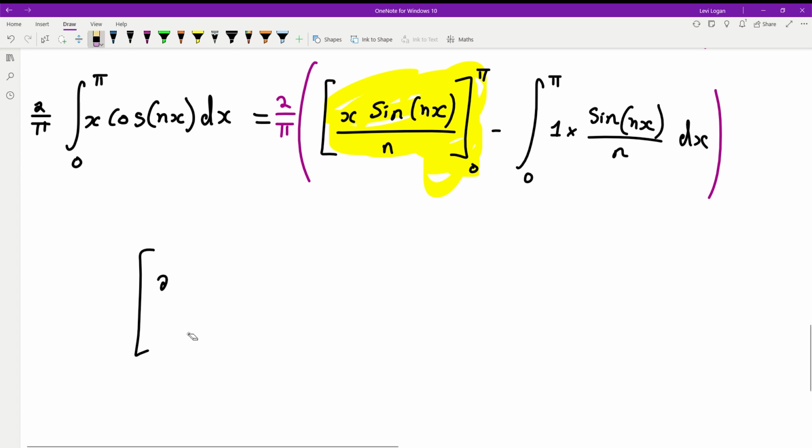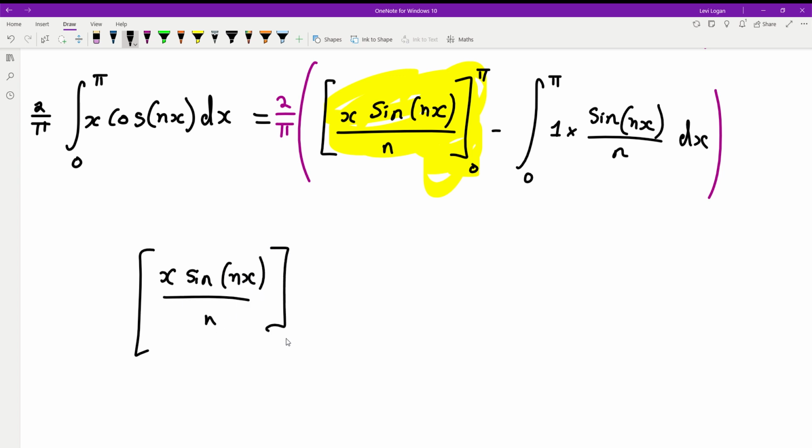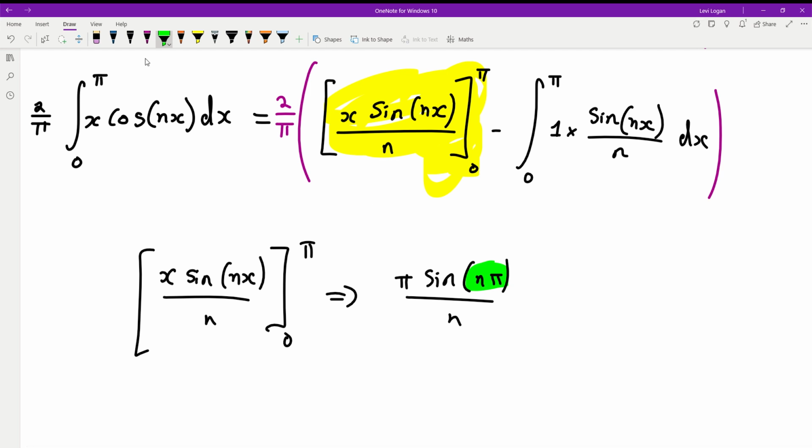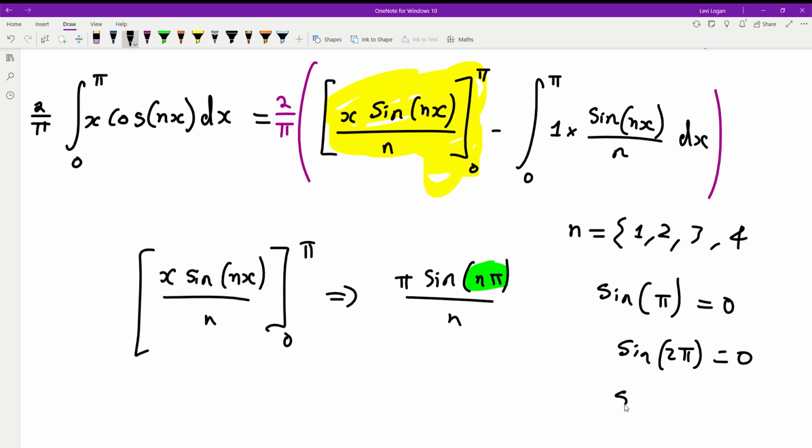So you have x sine of nx on n, and your bounds are 0 and pi. If I plug in pi, I'm going to get pi sine of n pi on n, and then if I plug in 0, it'll be minus 0 times everything, so that part is 0 because you have that 0 on the top. Now, looking at this, it's n multiples of pi. Remember, n is an integer, a discrete number, so it can be 1, 2, 3, 4. Sine of pi is 0. Sine of 2 pi is also 0. Sine of any multiple of pi is 0. So that thing is just gone.